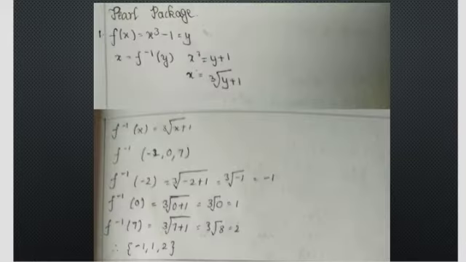Fifth question: if f = {(−2, 4), (0, 6), (2, 8)} and g(x) = {(−2, −1), (0, 3), (2, 5)}, then (2f/3g + 3g/2f)(0) is. So till the fifth question we'll discuss now.